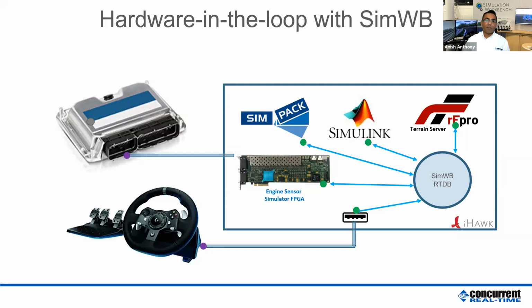The Simulation Workbench real-time database is what makes it easy. At the center of it, as we saw in the Sim Workbench scheduler frame, we use the real-time database, and that makes it easy to connect. In this case, we have SimPack, which is the vehicle dynamics package, Simulink, RF Pro, which is the scene generator, and the FPGA card, which is sending the signals to the ECU. All of these are communicating and interacting with each other using the real-time database, and that makes life very simple for engineers to mix and match different tools and technologies.